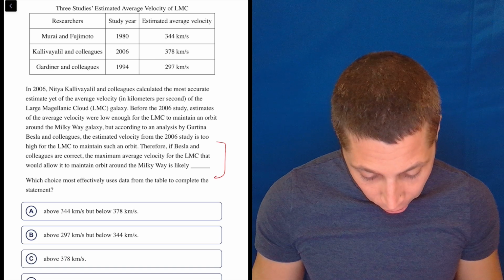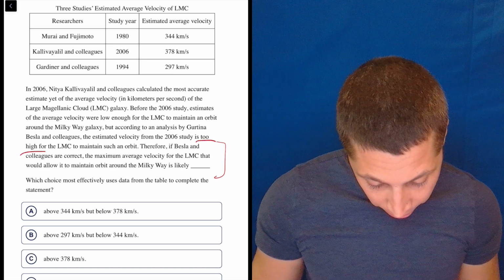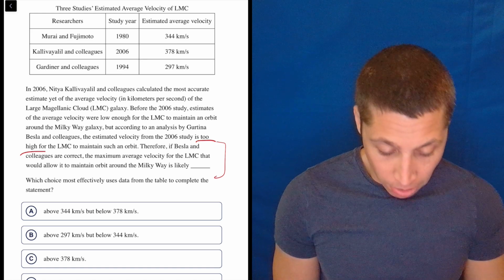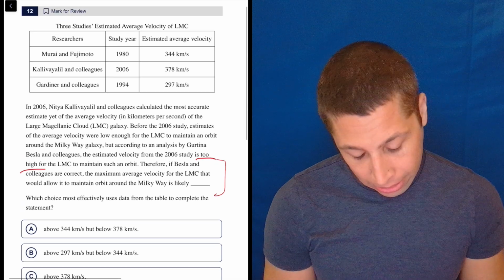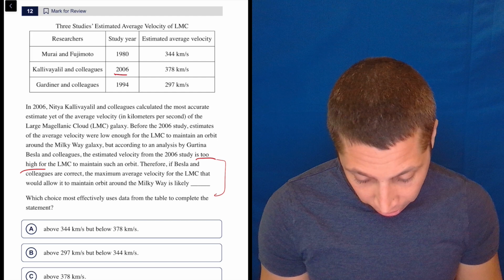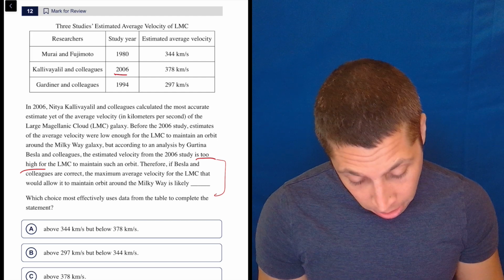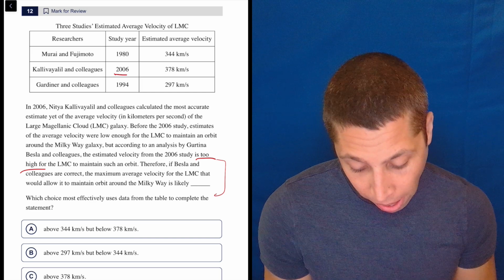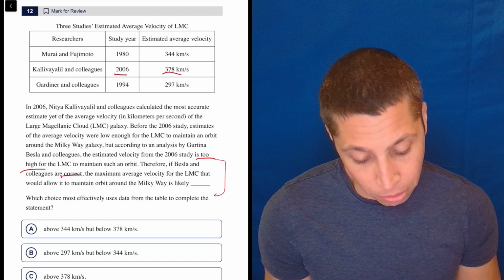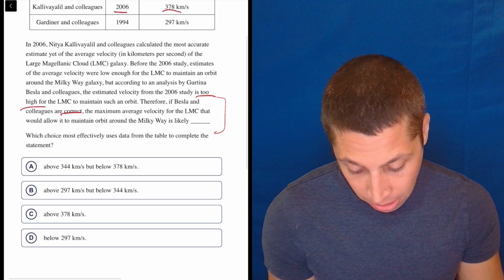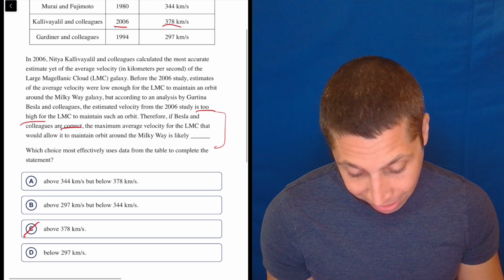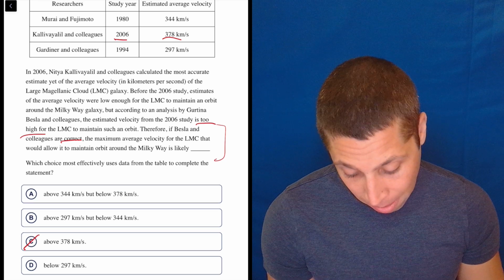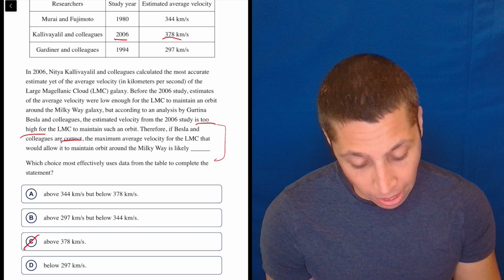Therefore, if Besla and colleagues are correct, so they're the ones who said it was too high, the maximum average velocity for the LMC that would allow it to maintain an orbit around the Milky Way is likely. Okay. So, oh boy. All right, this is just a math question, basically. So this is the original study, and they said it's too high. So it must be below 378, right? If the people who said it was too high are correct, then this number is too high. So below 378, what do we have? It's not above 378. Below 297, why would it be that low? Above 344 but below 378, maybe above 297 but below 344. Why would it be between these? I don't know what's going on here.